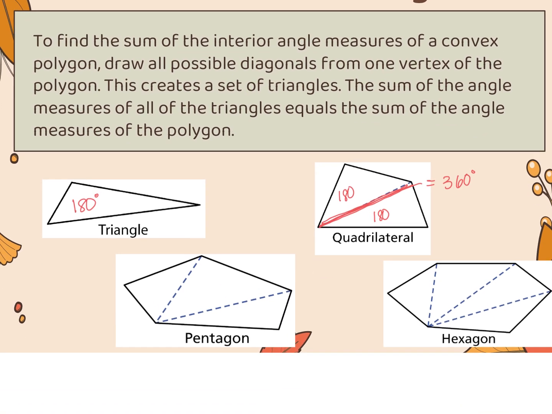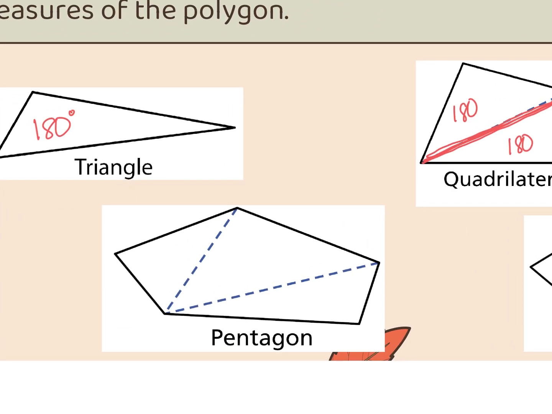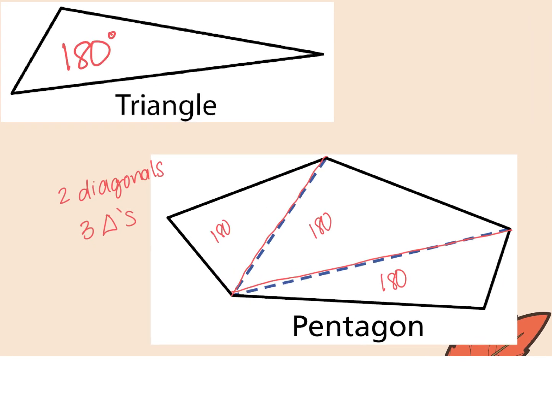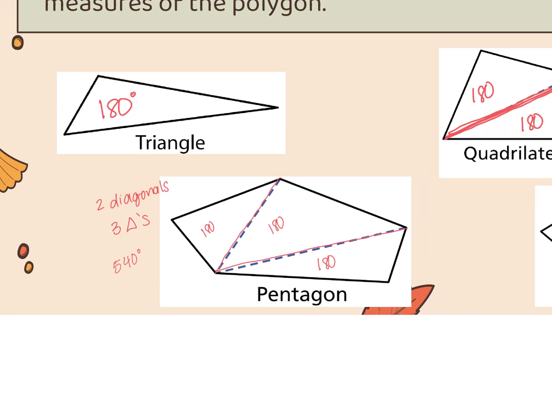Looking at my pentagon, I'm starting at a vertex and again drawing diagonals to make triangles on the inside. I drew 2 diagonals, which makes 3 triangles. So again, I have 180, 180, 180. This is going to give me a total of 540 degrees. So the interior measure of any pentagon is going to be 540 degrees.